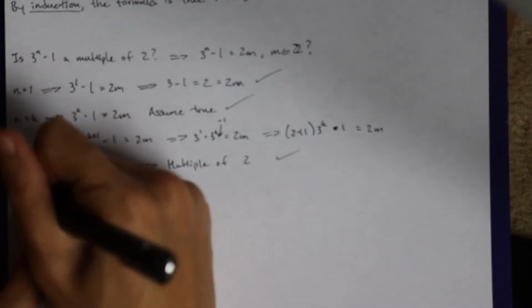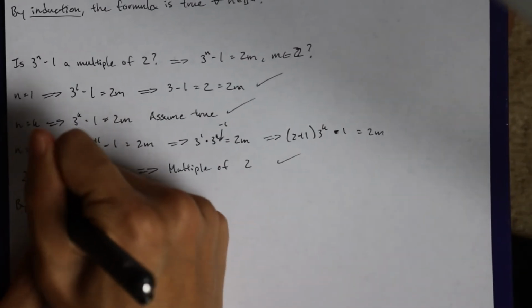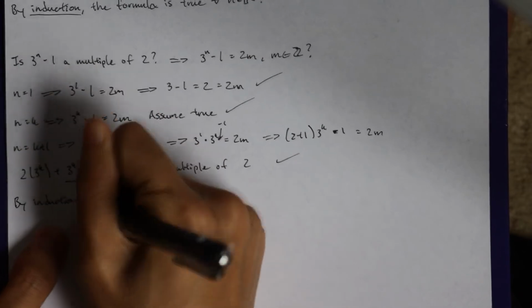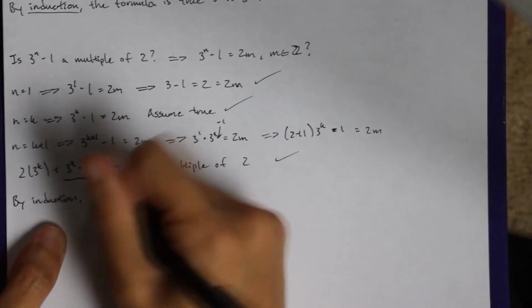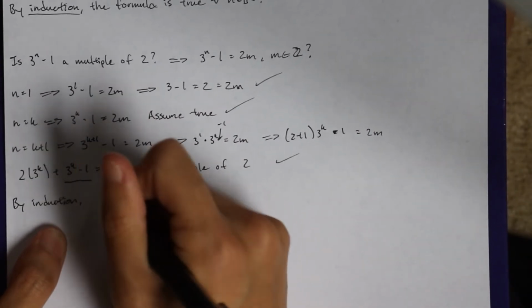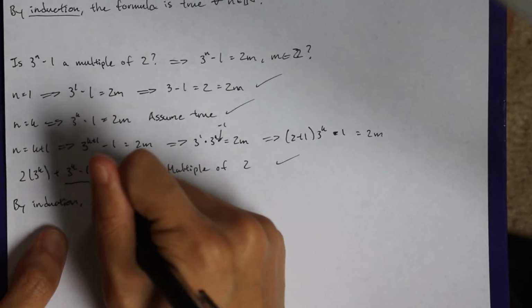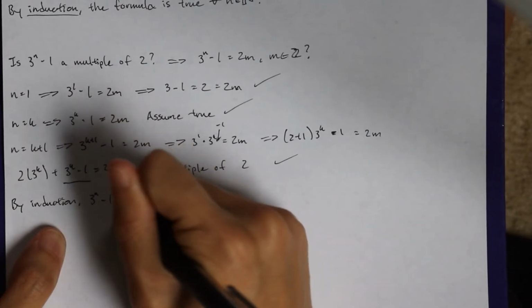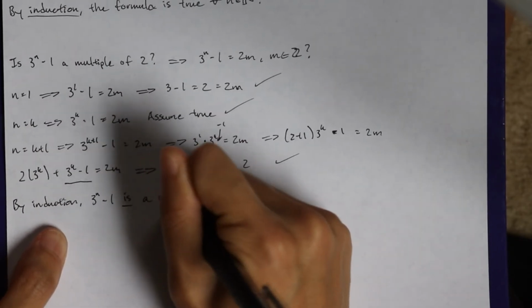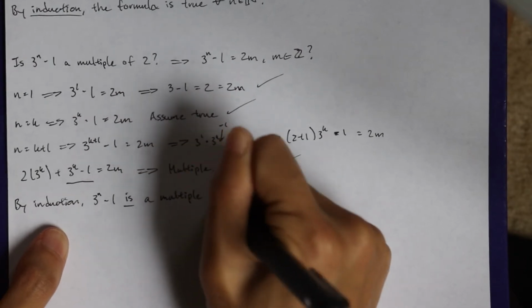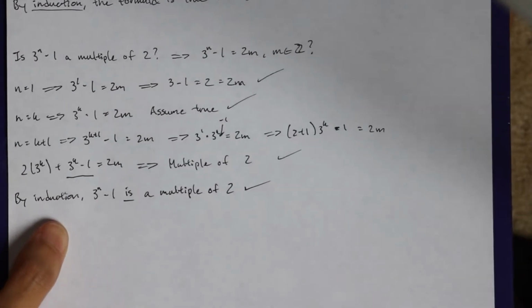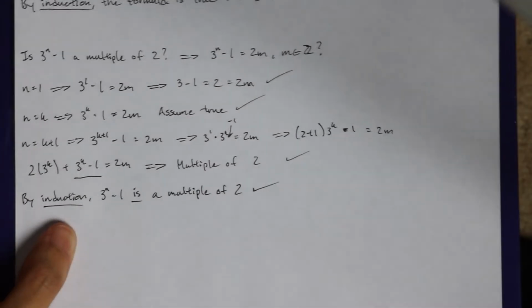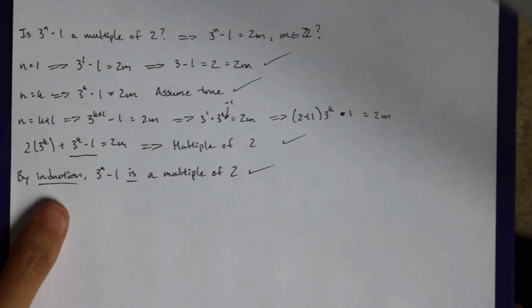So also by induction, (3 to the n minus 1) is a multiple of 2. So there we have it. Now let's go over one more example.